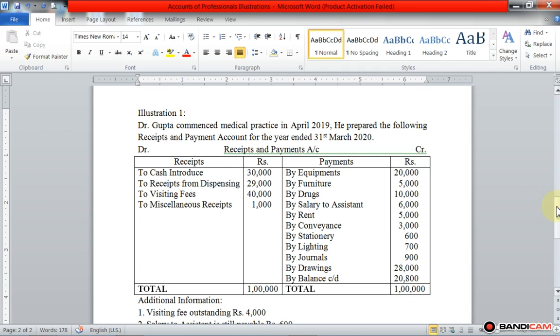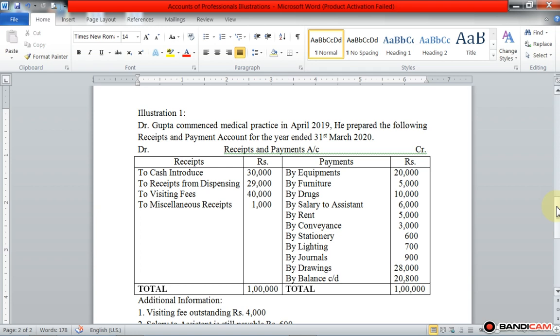Now I read the payment side. By equipments 20,000, by furniture 5,000, by drugs 10,000, by salary to assistant 6,000, by rent 5,000, by conveyance 3,000, by stationery 600, by lighting 700, by journals 900, by drawings 28,000, by balance carried down 20,800. Total of payment side is rupees 1 lakh.